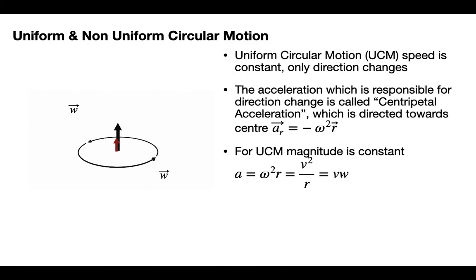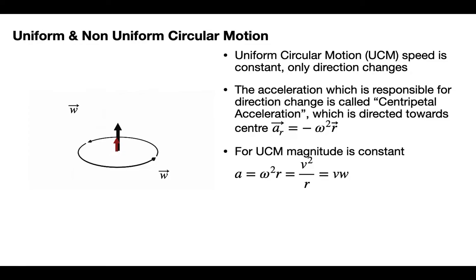So in uniform circular motion, speed is constant, only direction changes. The acceleration which is responsible for the direction change is called centripetal acceleration, which is directed towards the center.